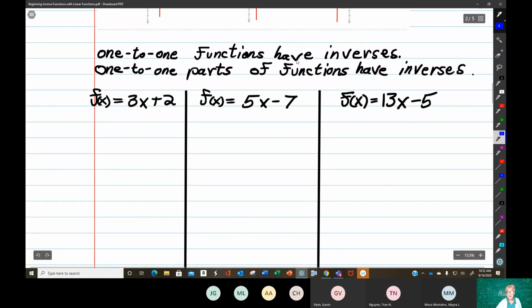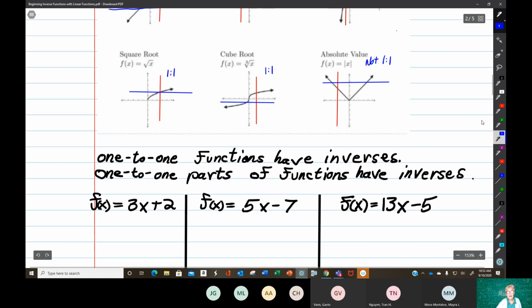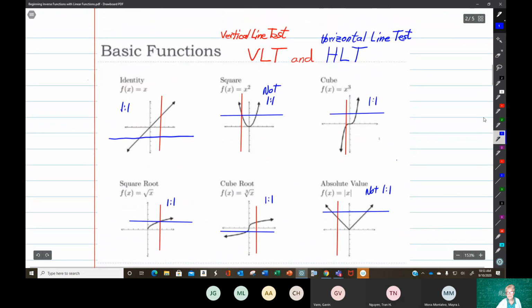So one-to-one functions have inverses, and one-to-one parts of functions have inverses. Now, what do I mean by that? Well, between you and me, there's always a way to get what you want. So, some really smart person, not me, thought this up.